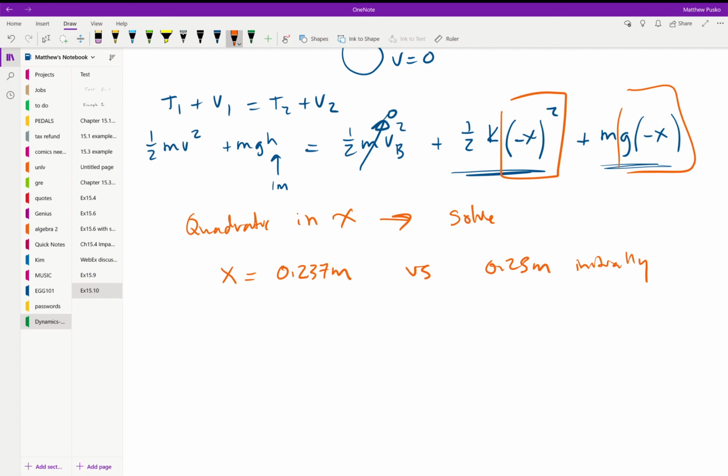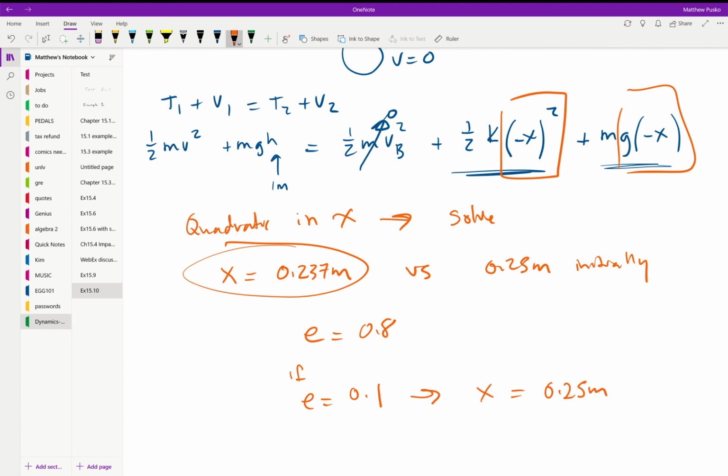So, like we predicted, it didn't quite stretch as much. That was because e was equal to 0.8. If e was equal to 1, then x would have come out to be 0.25 meters, just like we stretched it.